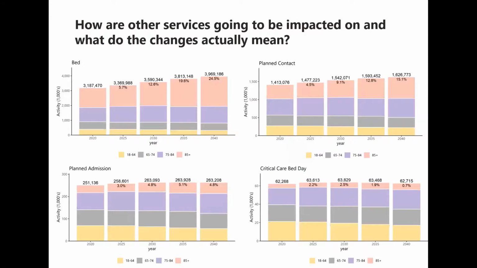For other activity types, the largest growth areas are in beds and planned contacts, with the growth in beds being particularly large. The move from 3.1 million bed days in 2020 in the Midlands to 3.3 million bed days would equate to an additional 556 beds being required by 2025. When comparing 2020 to 2030, so just a 10-year period, an additional 1,222 beds would be required in the Midlands by that point.